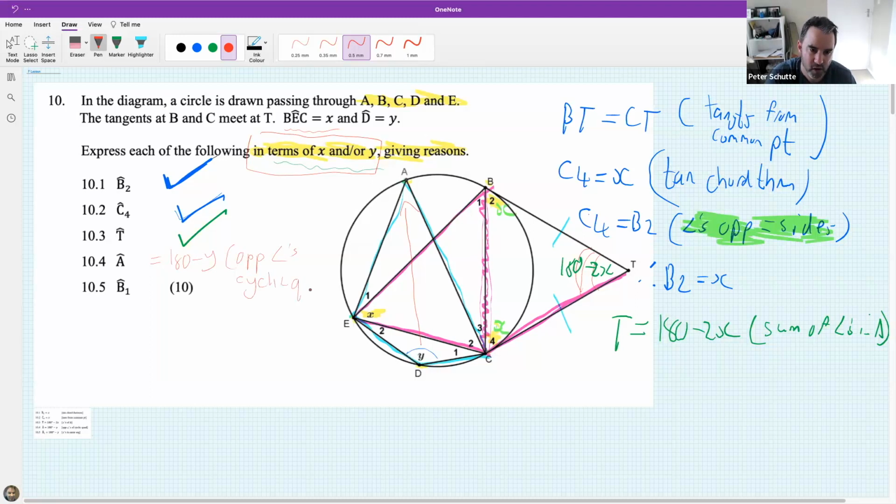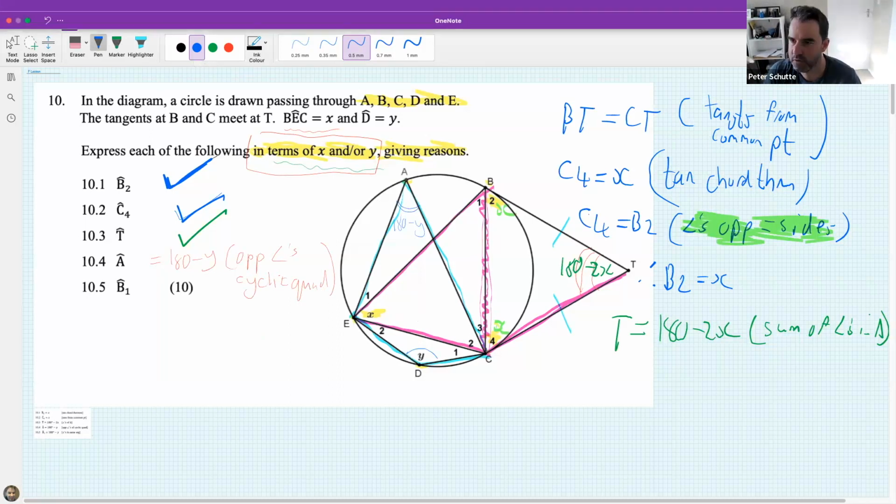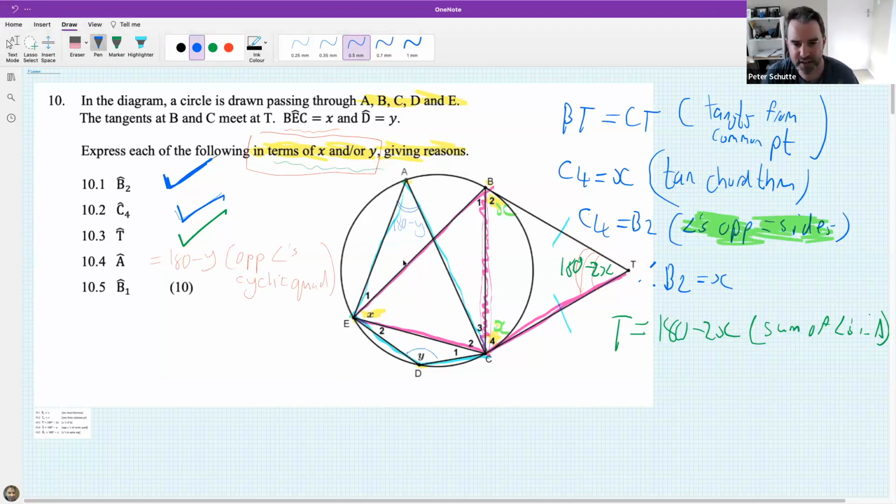cyclic quad. Sorry guys for my writing there, I'm just squeezing it in. But this is going to be 180 minus Y, because opposite angles in a cyclic quad add up to 180. Again, let's do another vote. Thumbs up if you got that, thumbs down if you didn't.